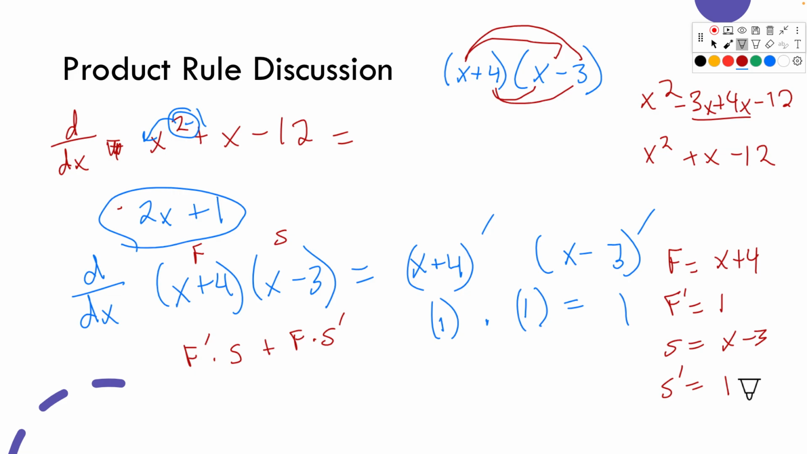Derivative of negative 3 is 0. So that's all there is. Now let's put it together with this formula.